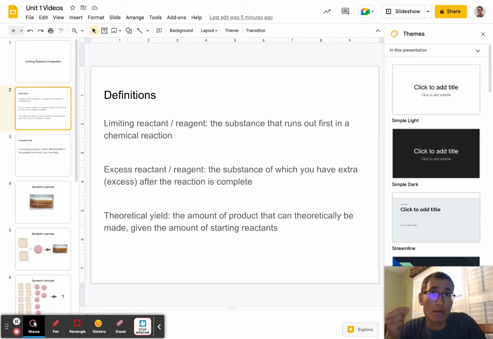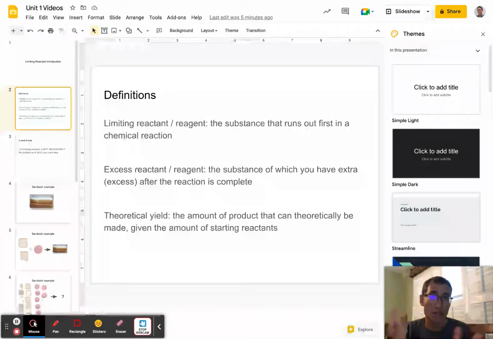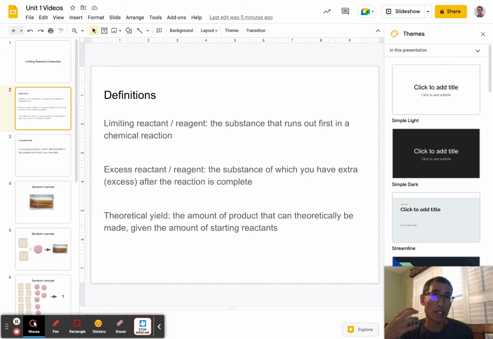The other term that you need to get down is the theoretical yield. The theoretical yield is the amount of substance, the product, that you're going to be able to make given whatever amounts of starting reactants you have. So, how much of the final thing can you actually make from what you start with?